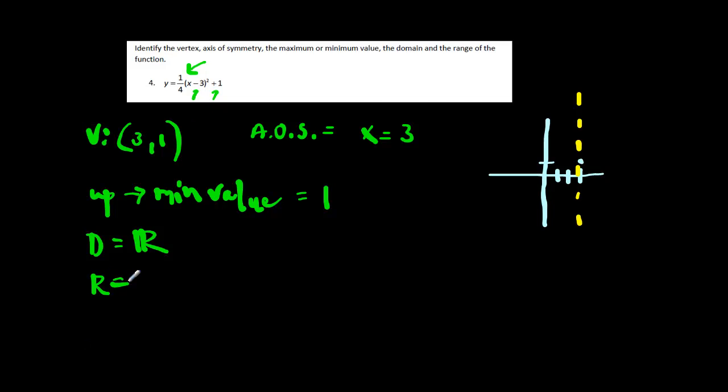The range, since it's opening up, let's just say it looked like this. It's opening up. It's going to be everything greater than the output of the vertex, because that's the minimum value. So it's going to be the set of all y's such that y is greater than or equal to that minimum value. So that's the range of the function.